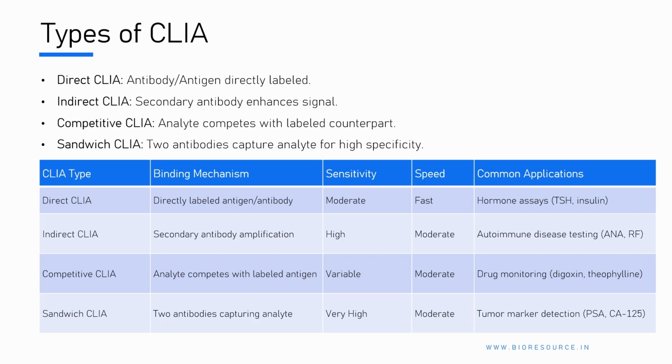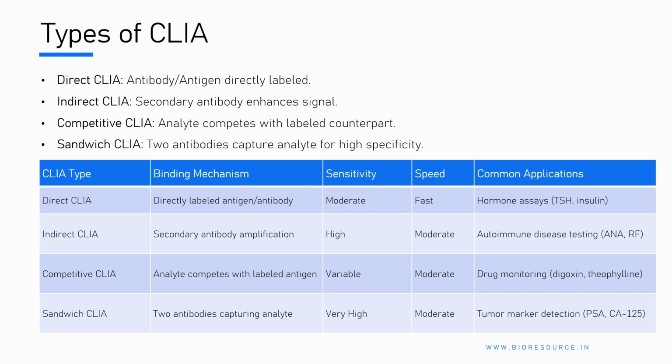The major advantage is that it is highly specific. It is best for detecting large proteins and biomarkers, with minimal interference from other molecules. But the drawback is that it requires high quality antibodies to prevent cross reactivity, and it is not suitable for small molecules that cannot bind to two antibodies simultaneously. The examples include tumor marker detection.